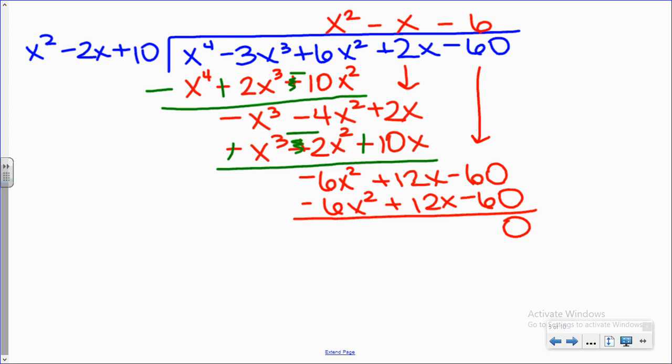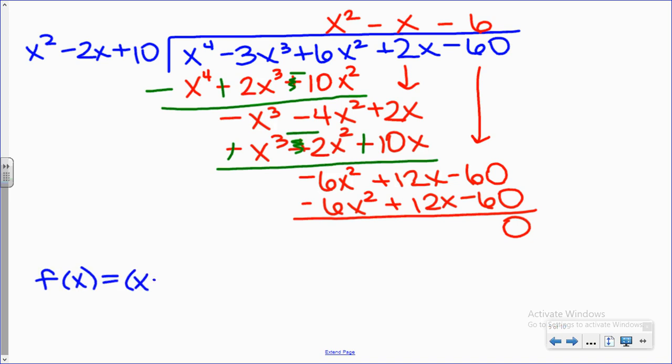We should get a remainder of 0, because we know that we got x squared minus 2x plus 10 with zeros. So it should divide evenly. All right, so let's talk about what we know.